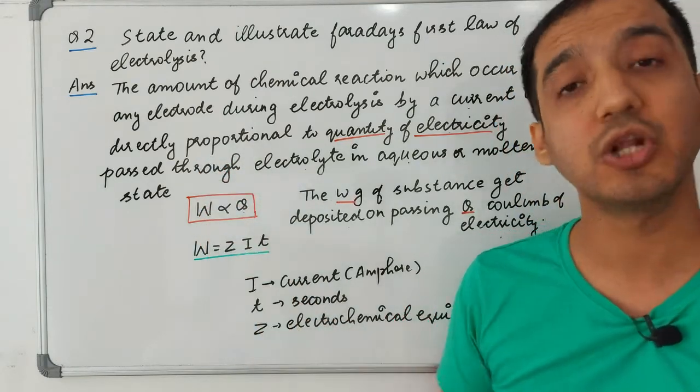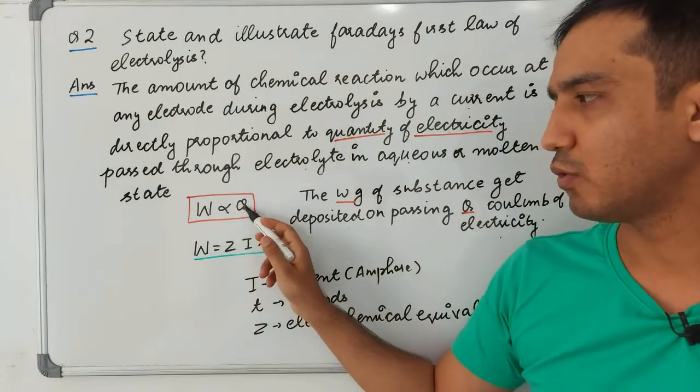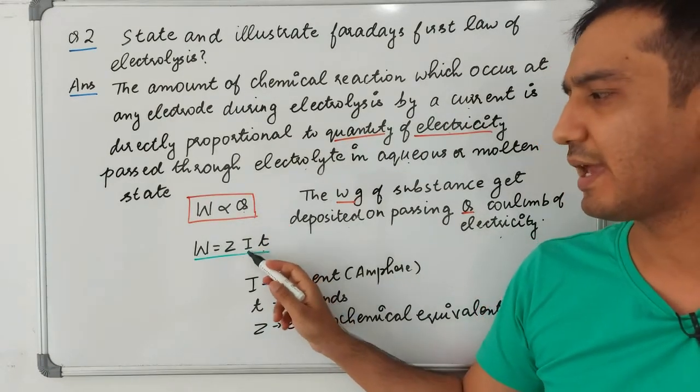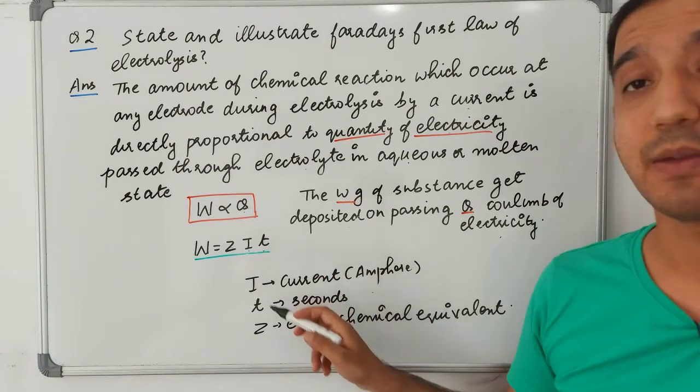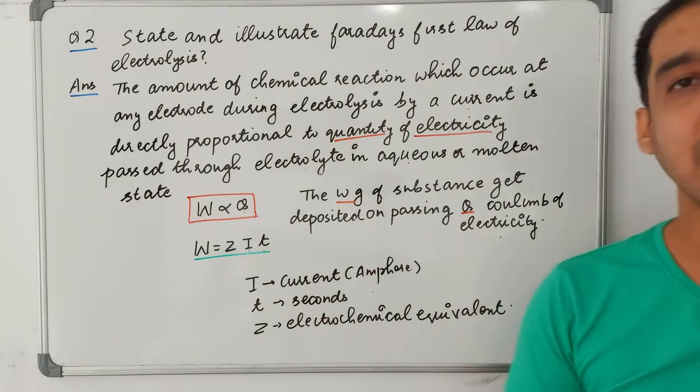So it is directly proportional, and you can write W = ZIt. Q, we know, coulomb is equal to It. I is the current in amperes and t is time in seconds, and Z is a constant called the electrochemical equivalent.